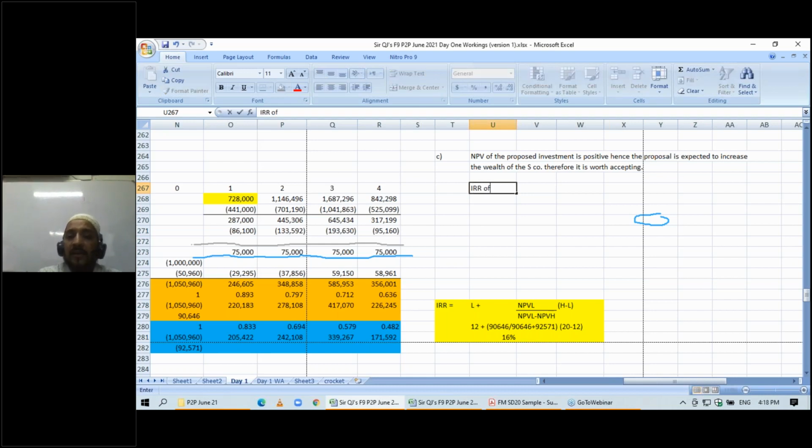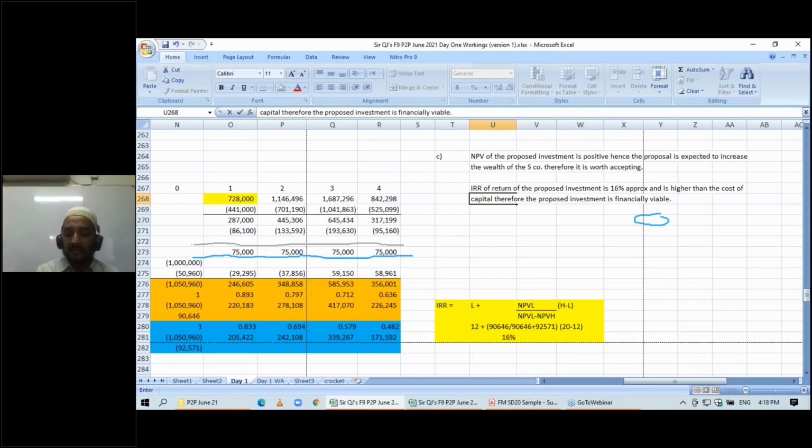Then the internal rate of return of the proposed investment is 16% approximately, and is higher than the cost of capital. Therefore, the proposed investment is financially viable.